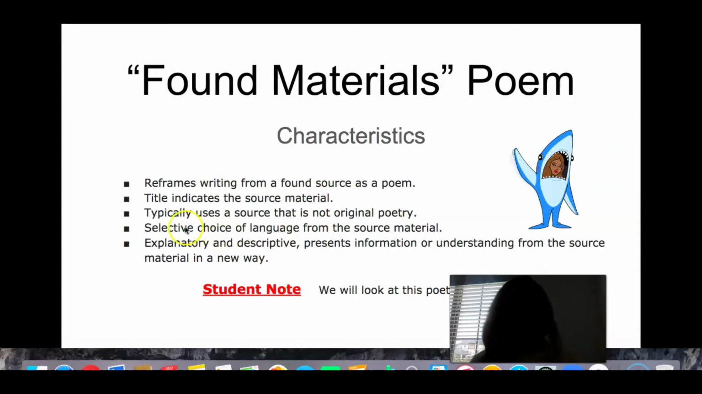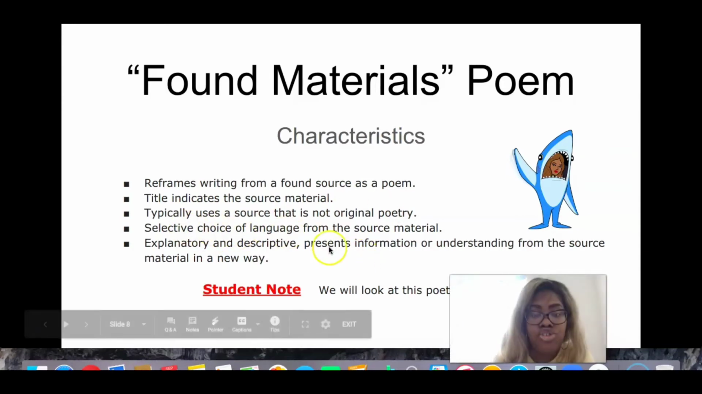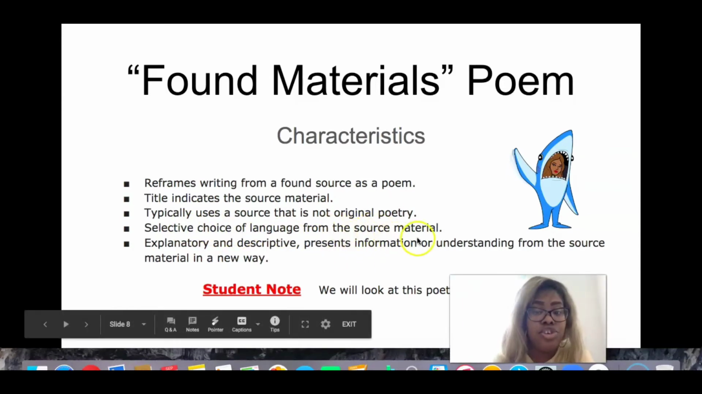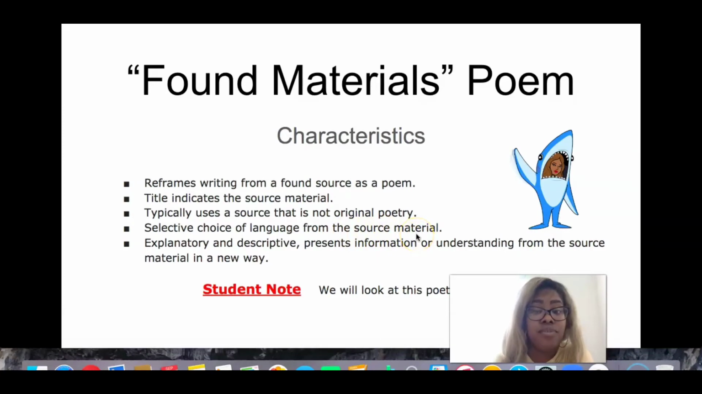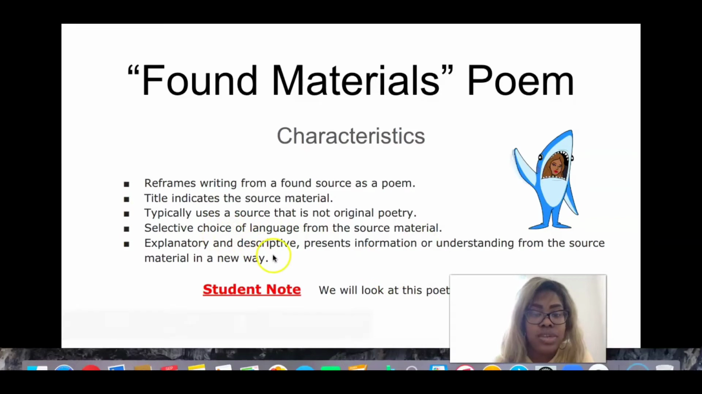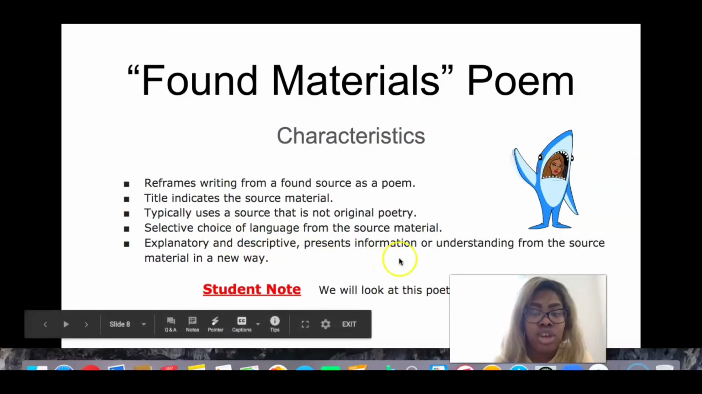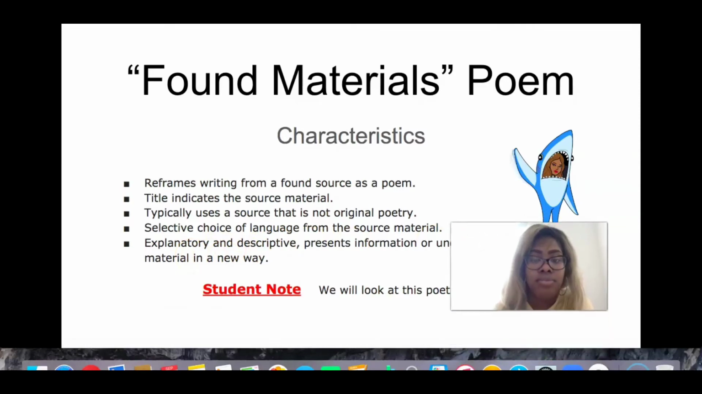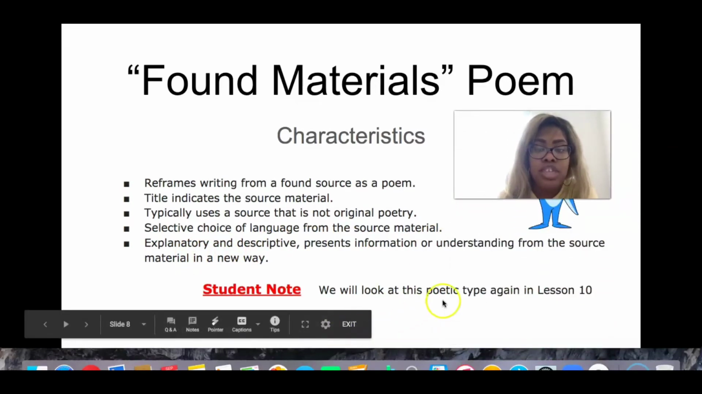It also has a selected choice of language from the source material, or wherever they got the information from. And explanatory and descriptive, it presents information or understanding from the source material in a new way. We will look at this poetic type again in lesson 10, guys.